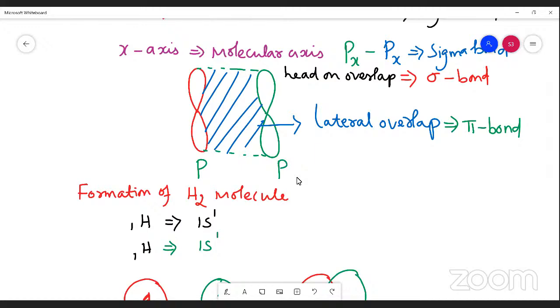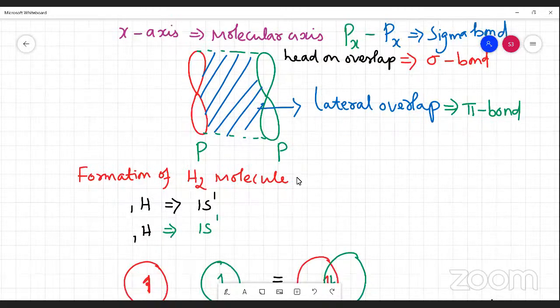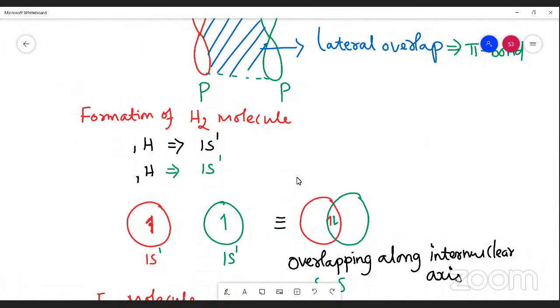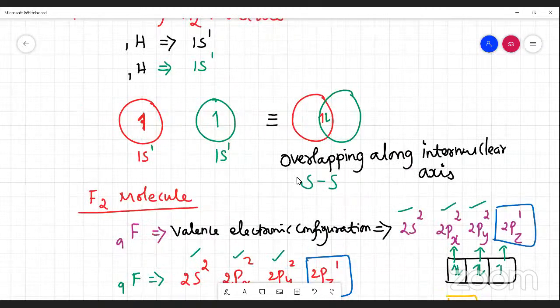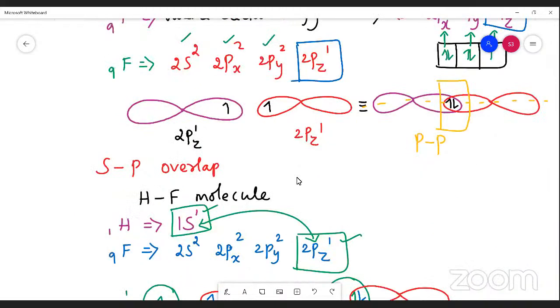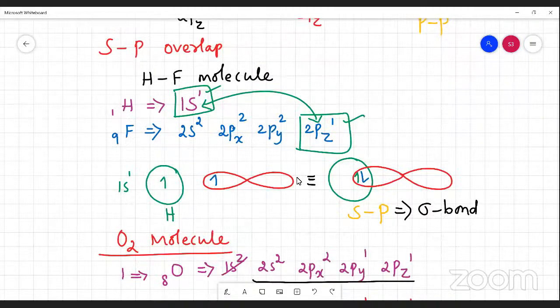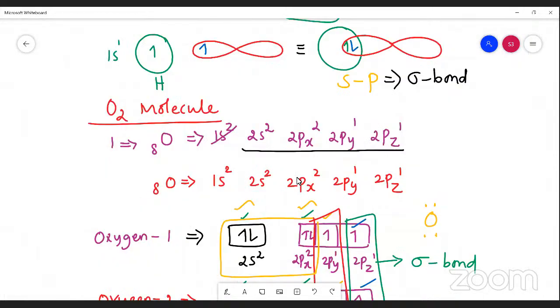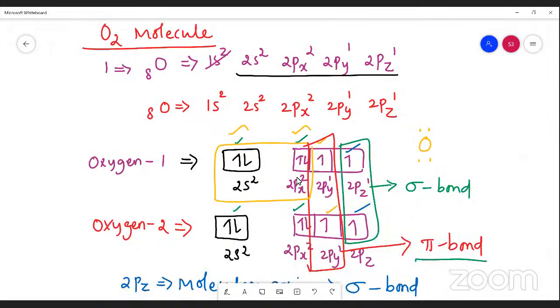As examples, for the formation of the H2 molecule I have shown ss overlap, for the formation of the fluorine molecule I have shown pp overlap, and for the formation of the HF molecule we have shown sp overlap. In the oxygen molecule alone, the pp overlap, one is giving a sigma bond, that is pz, and py is a pi bond.